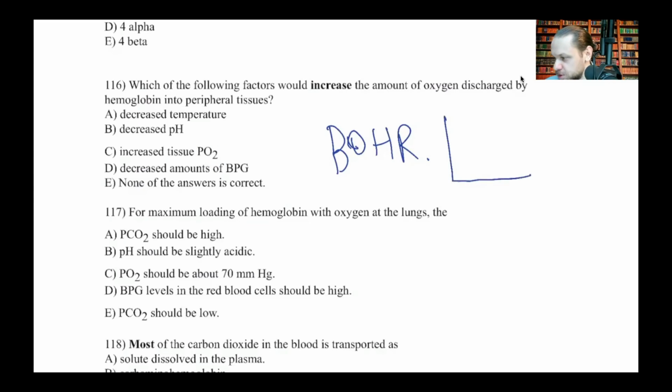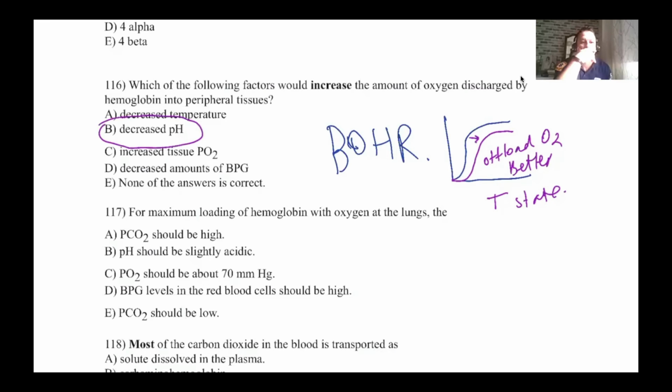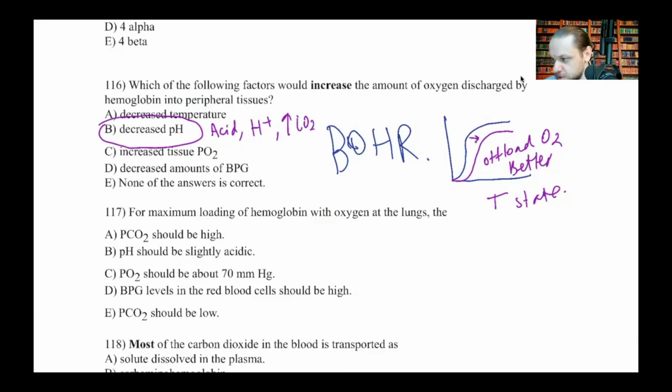So this is your normal, and when I say right shift, this would be the right shift. So we move it this way. When we right shift, it means it offloads O2 better, and it also takes up the T state. Usually that is done by decreased pH, which means acidotic, or they have high hydrogen ions, or this can be caused by an increase of CO2. So all these factors will right shift.